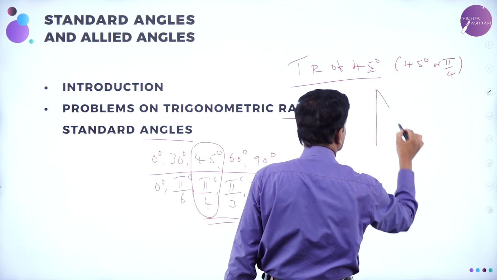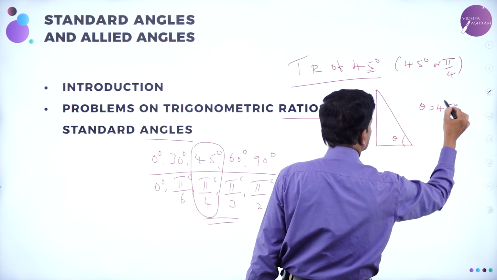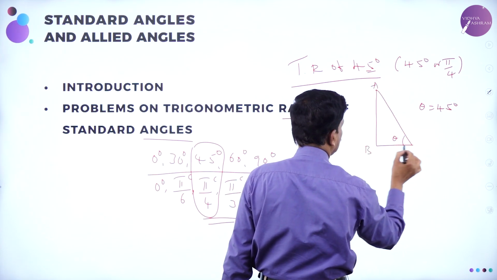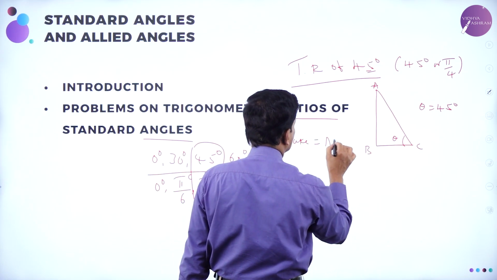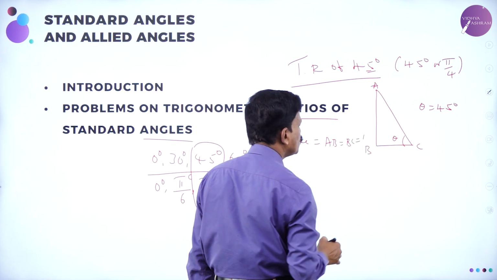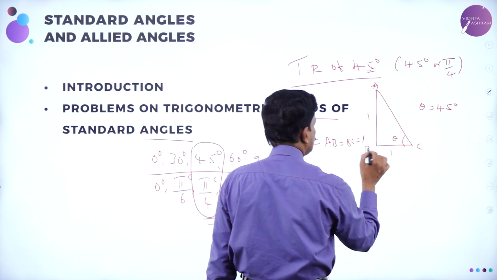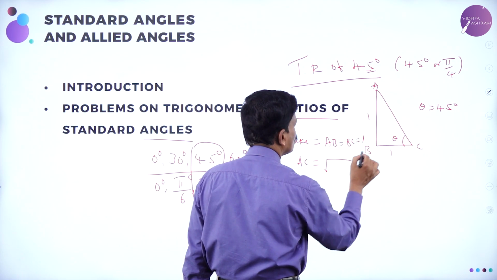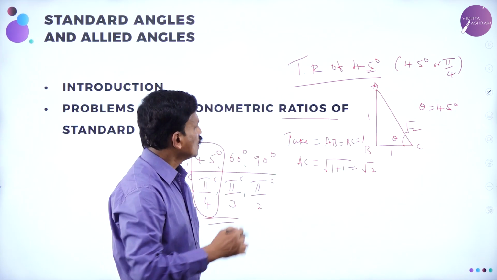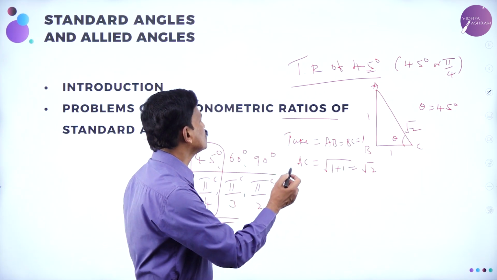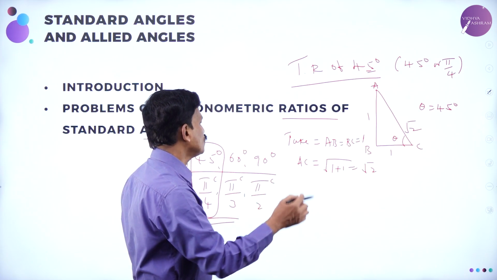Now let us consider a triangle in which this angle theta is equal to 45 degrees. Let us call it A, B and C. Let us consider AB equal to BC equal to 1 unit. Then what is AC? AC is equal to square root of 1 plus 1, which is root 2. So let us consider a triangle ABC in which angle C is equal to 45 degrees, with AB equal to BC equal to 1 unit.